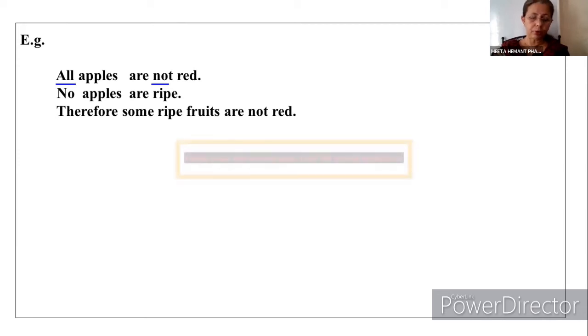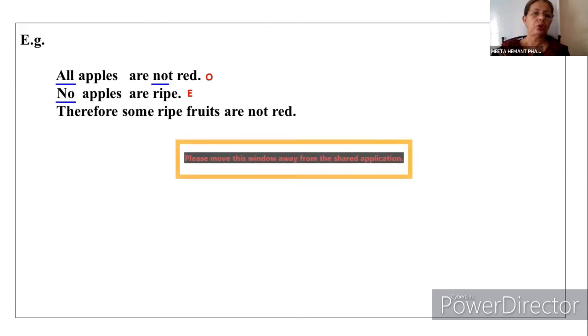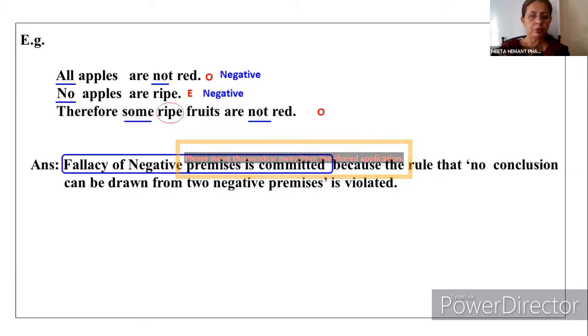Now second thing you have to check is the types of proposition. So all and not is used, so it's an O proposition. No and is used, so it's an E proposition. Some not is used, so it's an O proposition. So these are the things which you have to note down. Then since O is a negative proposition, you have to note that down. Then second proposition is also a negative proposition. So you have to note this down.